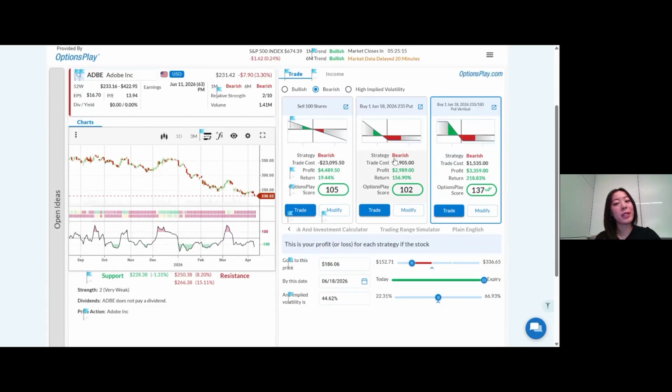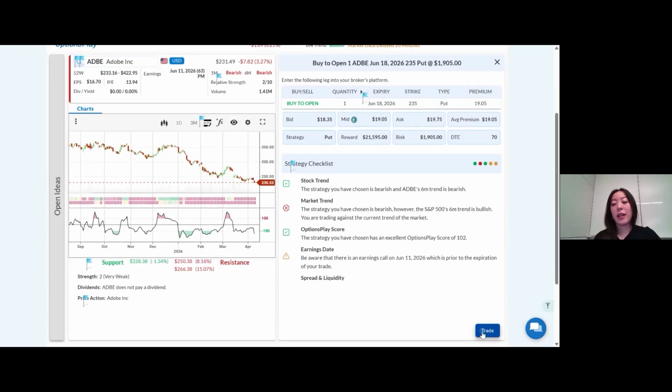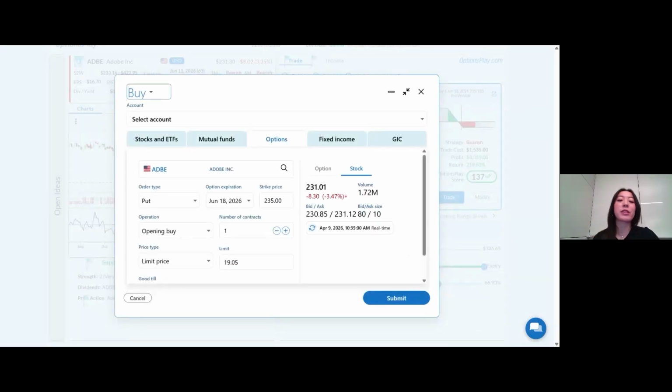And then let's say I'm ready to trade this particular option strategy. When I click on trade, it does give me a little recipe card on how to build my order ticket, as well as a checklist before entering the trade. And for some strategies, you can also just click on the trade button and the order ticket already pops up for you.